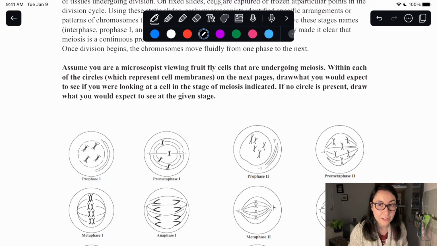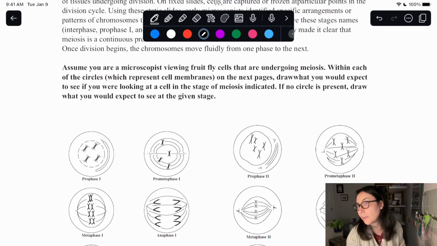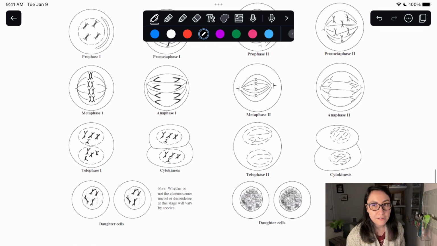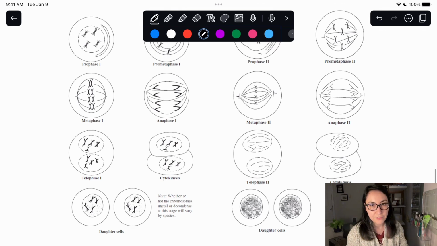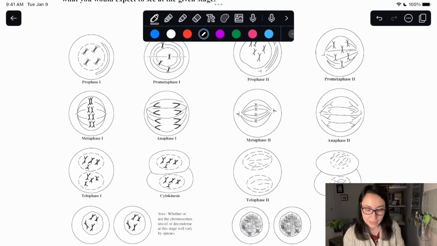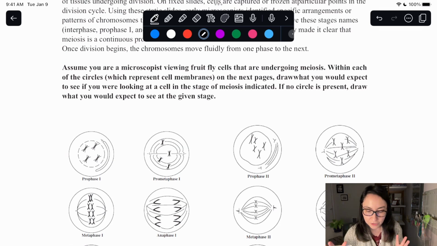You might also find something on the exam tomorrow where it's going to ask you the difference between a chromatid and a chromosome, and then what happens to chromatids in metaphase or anaphase 1 versus metaphase and anaphase 2. You might also find a question that asks you, where does crossing over happen and what is crossing over? So I'm going to make this one very, very short and straightforward as to what I would like for you to know on this page, because it's asking, if there's no circle, just like the last one, if no circle is present, draw what you would expect to see at the given stage.